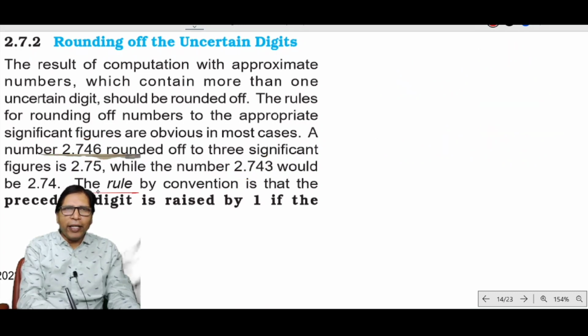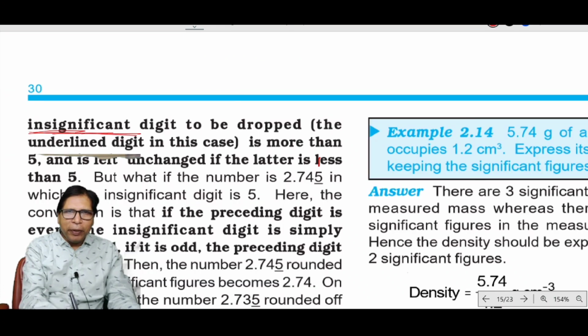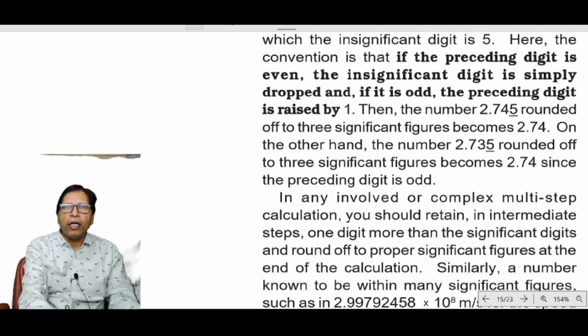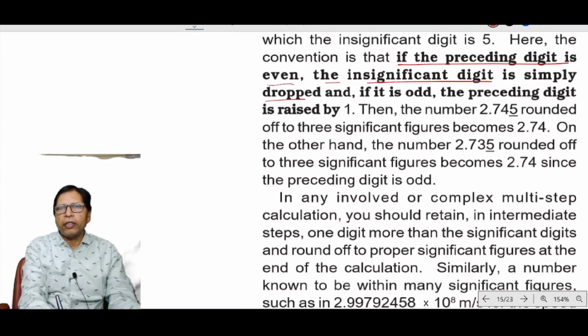Okay. The rule by convention is that the preceding digit is raised by 1 if the insignificant digit to be dropped is more than 5, and is left unchanged if the latter is less than 5. Now there is another rule. If the preceding digit is even, the insignificant digit is simply dropped, and if it is odd, the preceding digit is raised by 1.